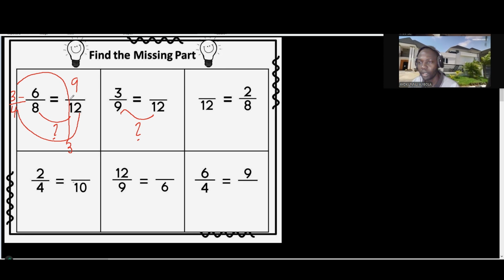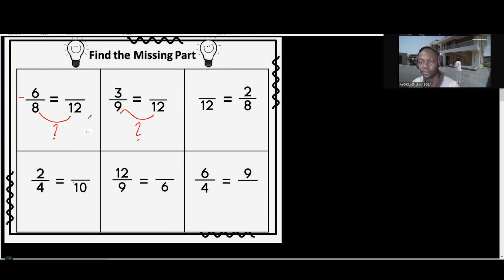Because if I divide them down, I can divide this by 3, I'll get 3 over 4. Then I can divide this by 2, I'll get 3 over 4. Is that clear? Let me explain it again, because you're going to do the remaining 4 yourself as homework.